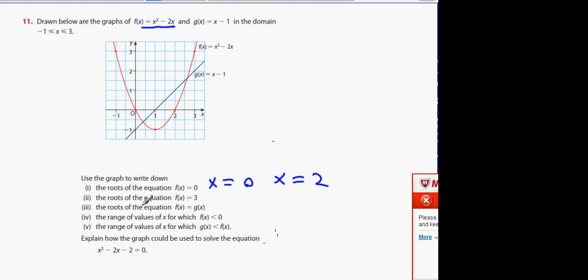Now, what about the next one? F of x equals 3. What does that mean? What does f of x equals 3 mean? Y equals 3. The output of the curve is 3. The y value of the curve is 3. And where does that bring us to? What two values? Minus 1 and 3. X equals minus 1, x equals 3.